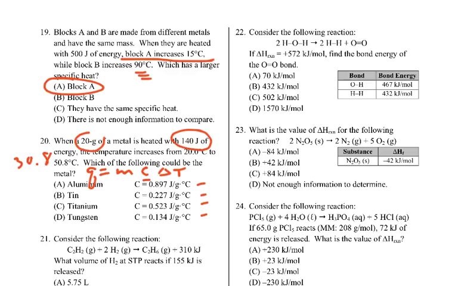So we have to solve for C. So C is going to be Q divided by M and delta T. So C is equal to Q over M delta T. So if I calculate that out, I get 0.227. So the calculation is 140 divided by 20 divided by 30.8.